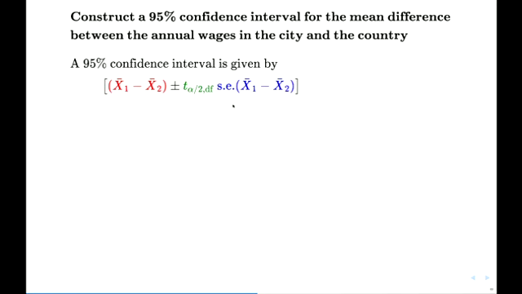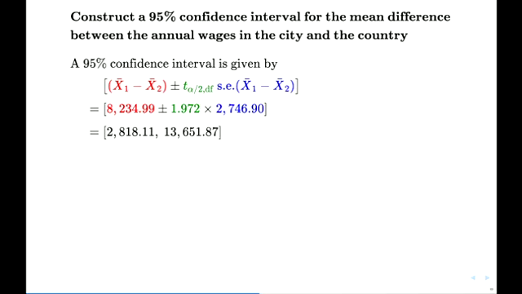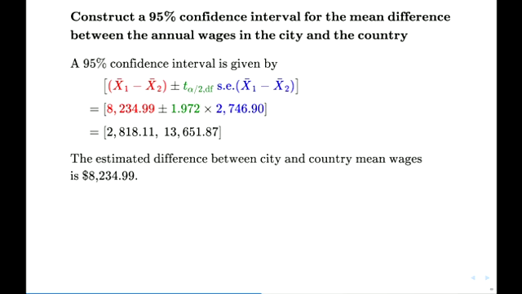All right, in this case, we've already figured out everything that's necessary to calculate that confidence interval. We've already got the mean difference, we've already got the two-sided or two-tailed critical value, and we've already got the standard error. So this is just a simple calculation at this point to find that the 95% confidence interval is 2,818 up to 13,651. So that's the confidence interval.